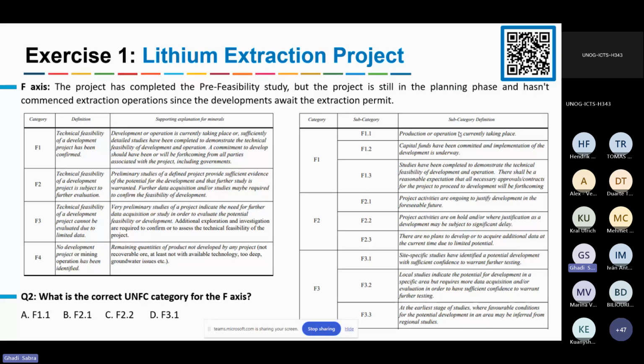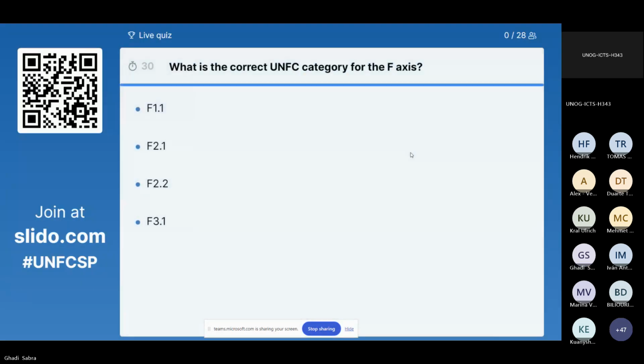F1 being the technical maturity is confirmed. F2 is the development is subject to further evaluation. F3 cannot be determined due to limited data, and F4 where operation hasn't been identified. I'll give you a bit of time to reflect on this question. All right, let's jump back to Slido. So what is the correct UNFC category for the F-axis?